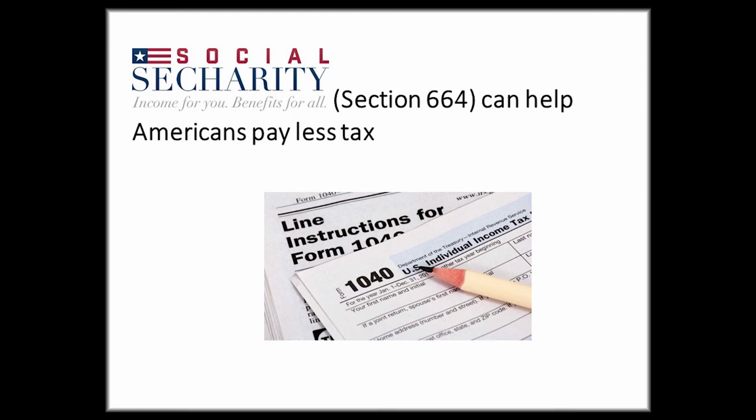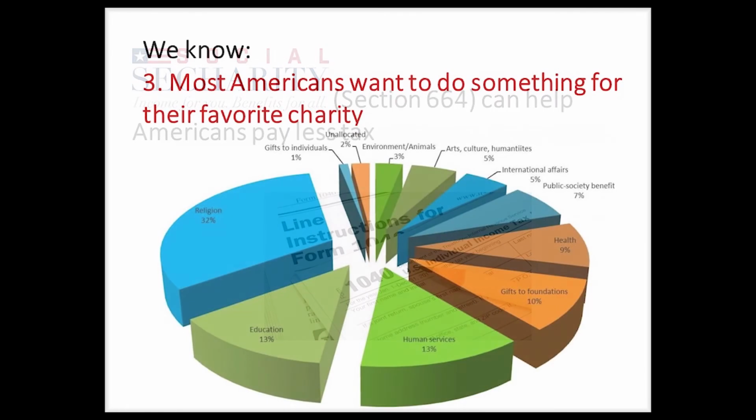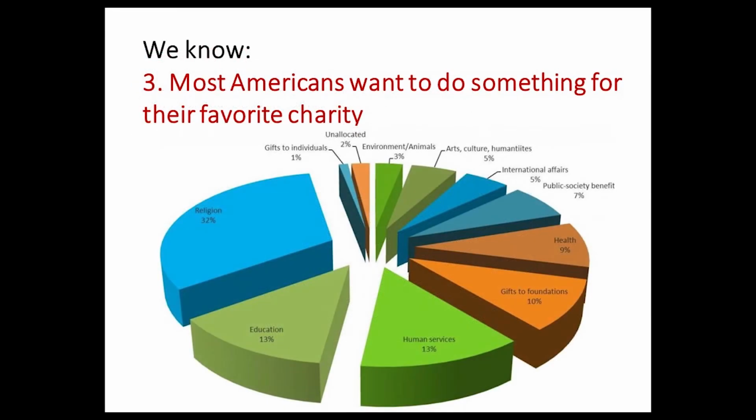The section was designed to help you reduce your taxes, create income, and thirdly, to do something for your favorite charity. We know that most Americans want to do something for their favorite charity, regardless of what style of the charity or what the ultimate beneficiaries of the charity are. Most people do want to do something for charity. And so Section 664, Social SeCHARITY, helps you do that in a very easy and reasonable way.